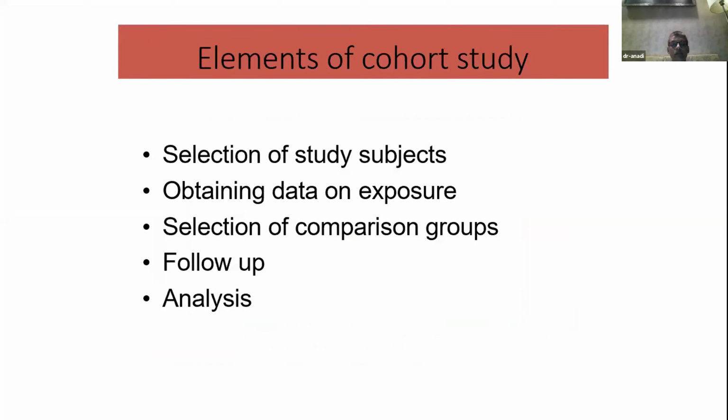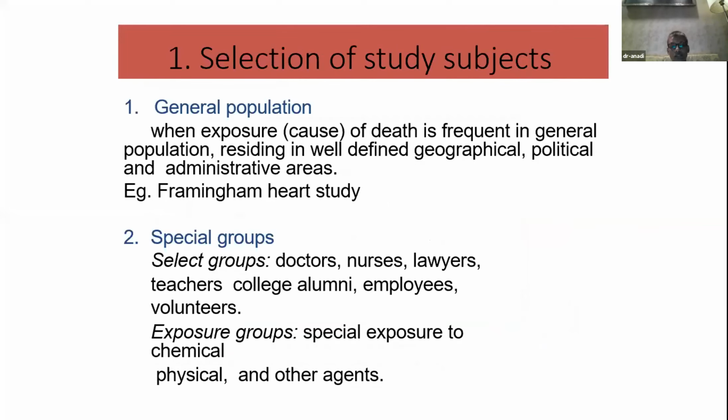The elements are the same: selection, obtaining data on exposure, selection of a comparison group, and following up the cases to analyze. Selection from the general population is used when the exposure or disease is frequent in the general population, residing in well-defined geographical, political, and administrative areas. That is the Framingham Heart Study. For a special group you can choose doctors, nurses, lawyers, teachers, college alumni, employees, volunteers. Or an exposure group with special exposure.